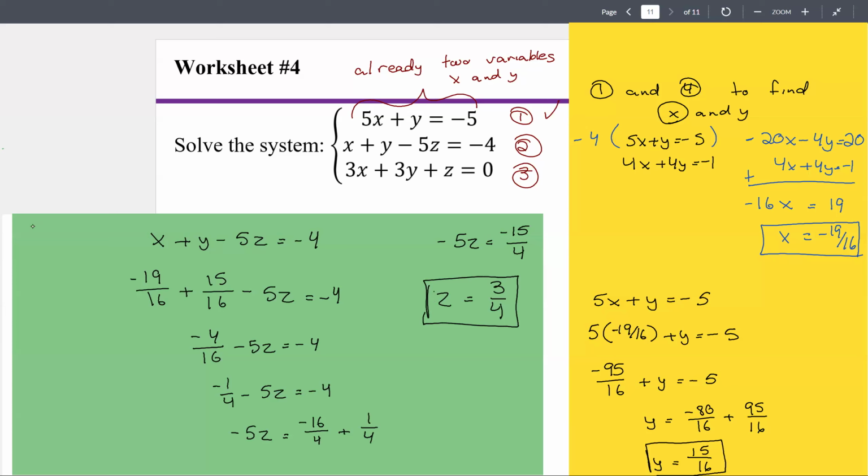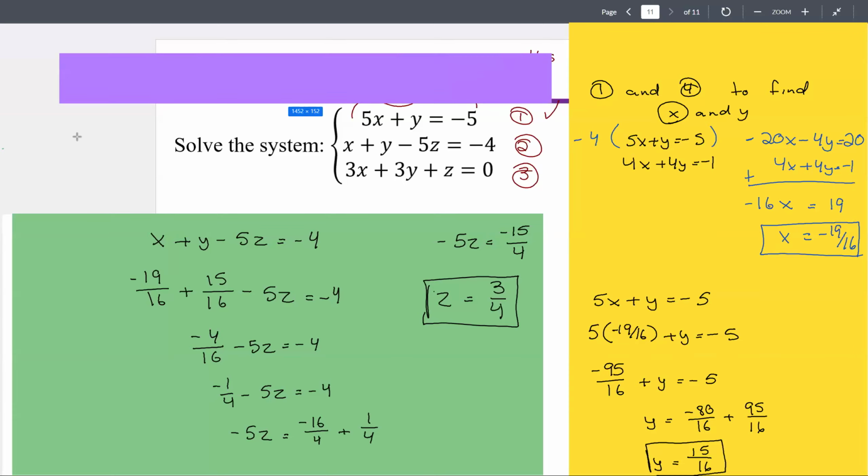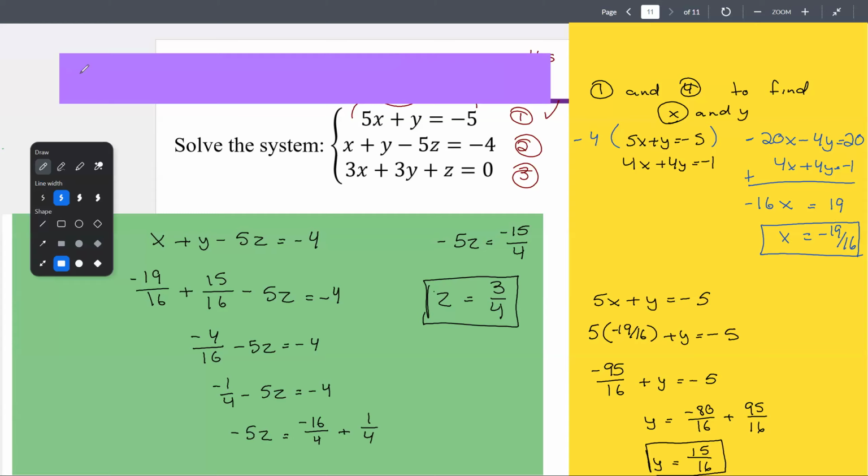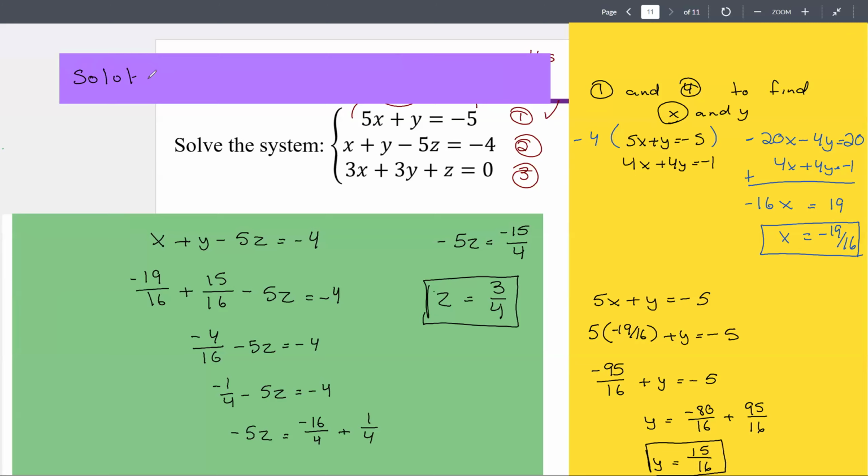So here, my solution. Remember, it has to go x, y, z. The solution is going to be -19 over 16, 15 over 16, and then our z, which is 3/4. And all those are reduced fractions.